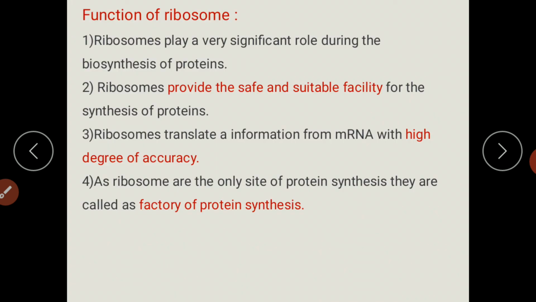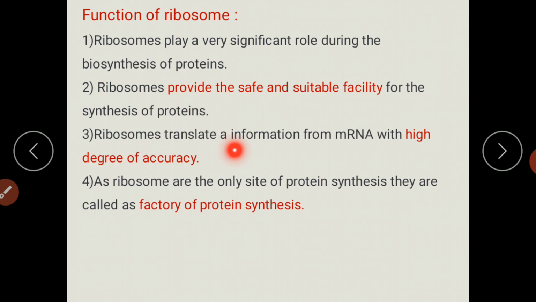Okay, now let's see the function of ribosomes. Ribosomes play a very significant role during the biosynthesis of protein. This is the very primary and important function of the ribosomes, that is the biosynthesis of proteins. Ribosomes provide a safe and suitable facility for the synthesis of proteins.